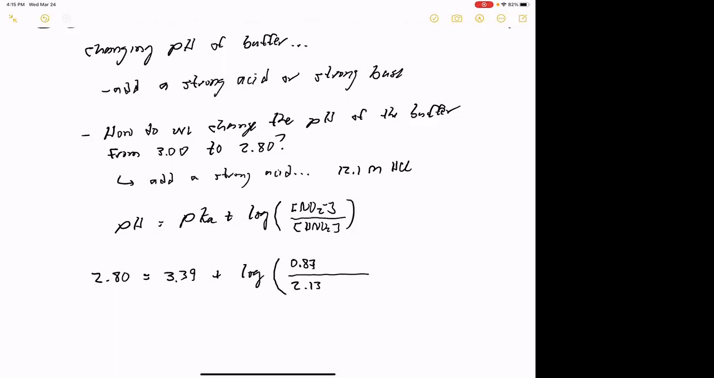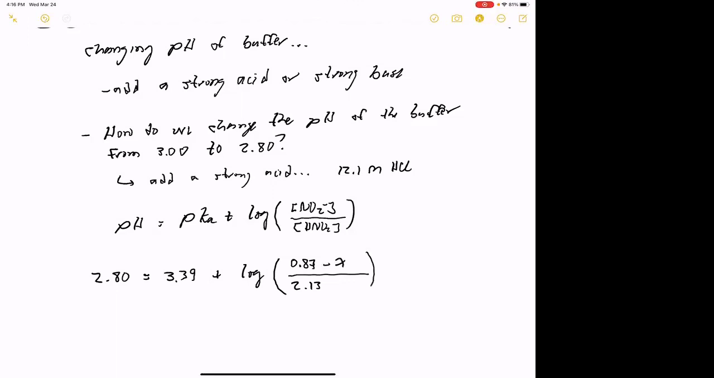So let's ask ourselves this. If I'm adding a strong acid, what's going to happen to the concentration of the NO2 minus? Is it going to go up or down? It's the base, right? So what's going to happen to its concentration if I add a strong acid? Down. It's going down. Now, I don't know how much it's going to go down. That's what I'm trying to find out. So I'm going to just put an X there.